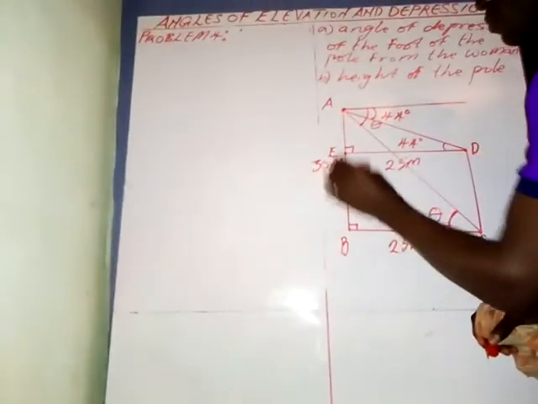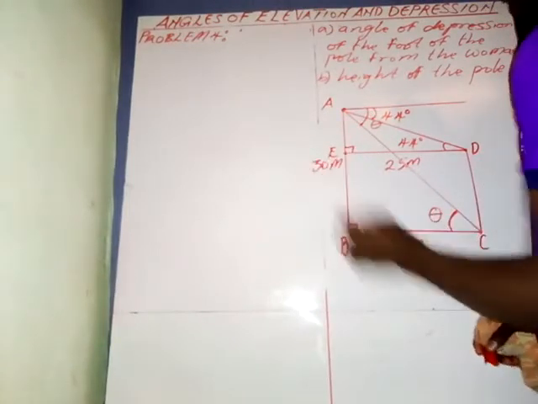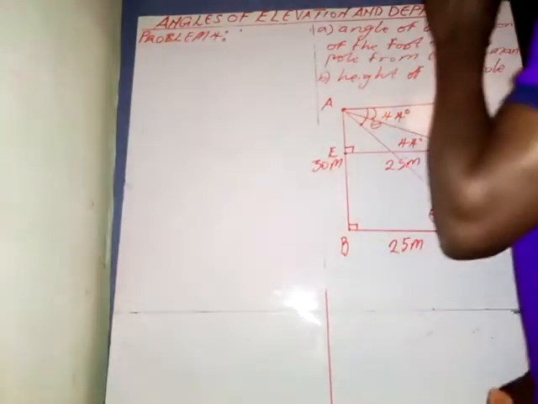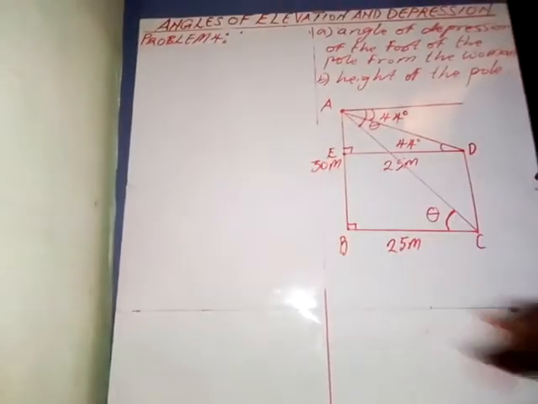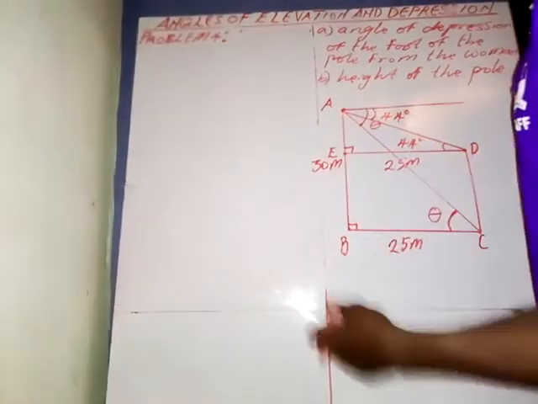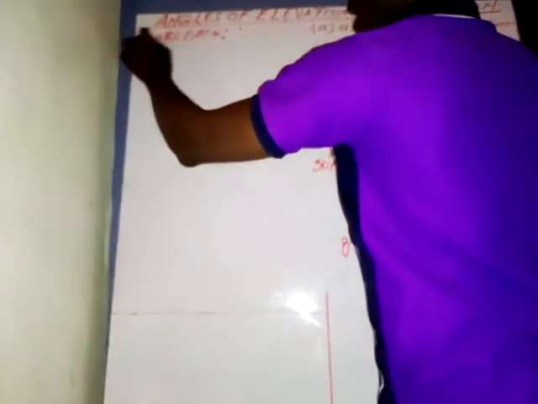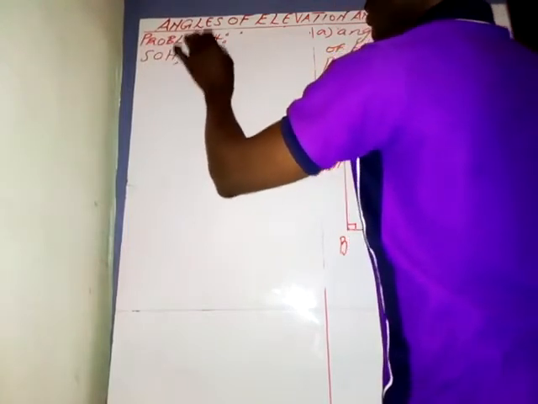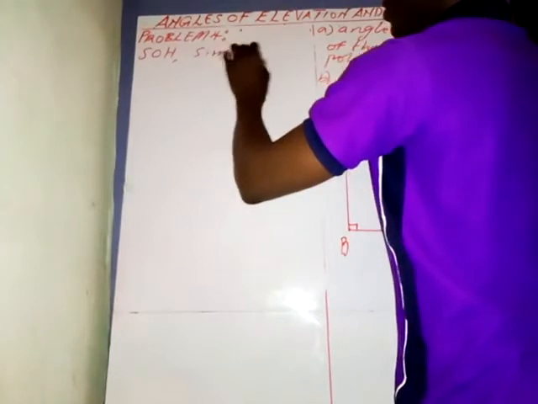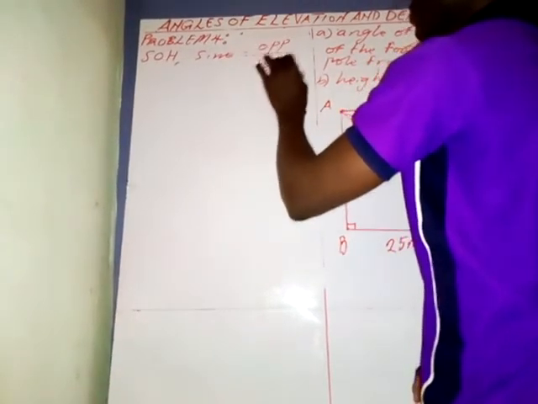All right, so don't forget that we have this to be 30 meters. We are going to make use of SOHCAHTOA. As you know, when it comes to solving questions on right angle triangles, we can make use of SOHCAHTOA. So we need this angle. SOH, which is sine theta, is equal to opposite over hypotenuse.